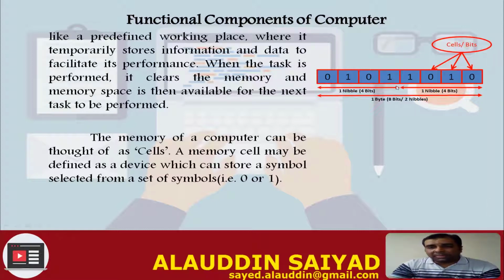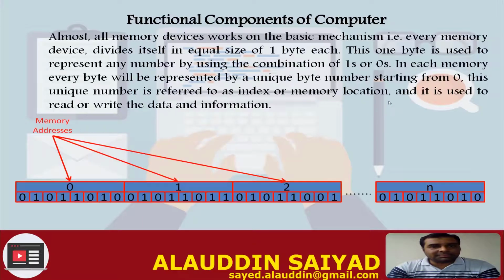When you have a collection of 4 bits, you can call it one nibble. And when you have 2 nibbles or 8 bits, you will call it one byte. A memory cell may be defined as a device which can store a symbol selected from the set of symbols known as 0 or 1.